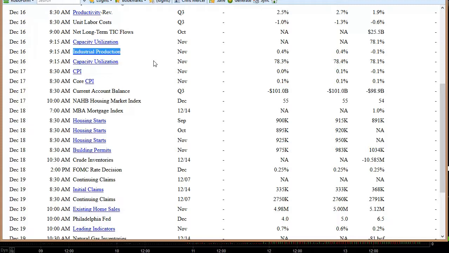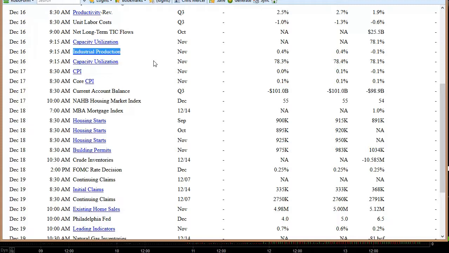Here's the caveat to all this. Let me go through the data that's coming out this week so you're aware of it. On Monday, we've got revised productivity for Q3, unit labor costs, net long-term tick flows, capacity utilization, industrial production, all before the market opens. Some decent data there to start out the week. Maybe we'll get some movement.